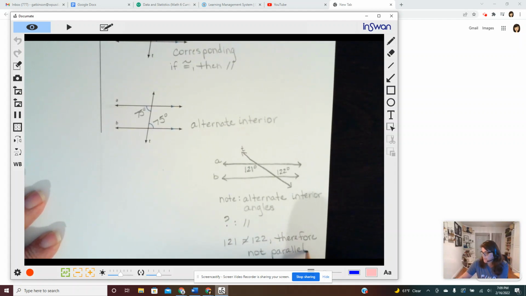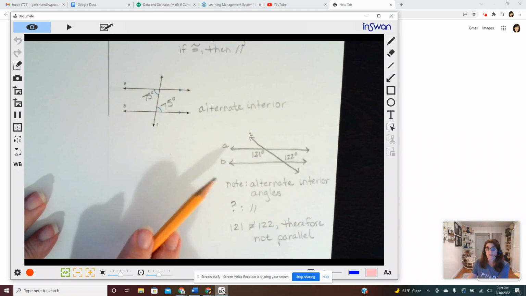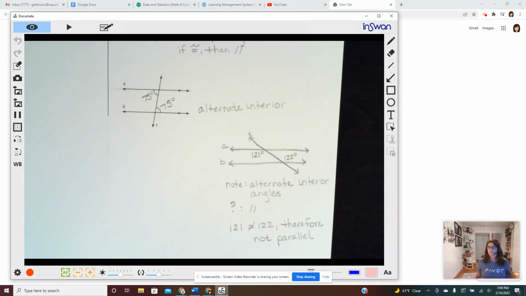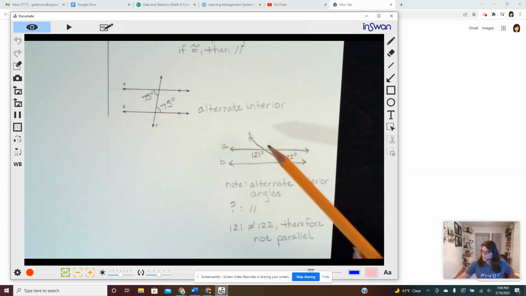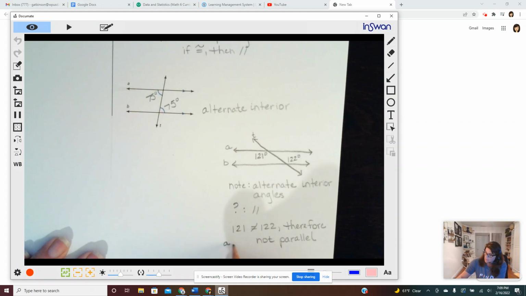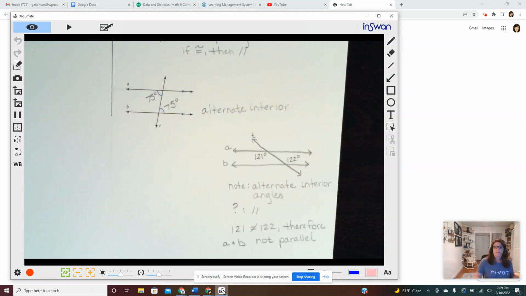See how this lends itself to explaining really well. And all I did was write three little bullet point sentences. They're not even complete sentences. Note, I have alternate interior angles. Question, are the lines parallel? 121 does not equal 122. Therefore, A and B not parallel. That's it. That is the deductive reasoning that we're talking about.